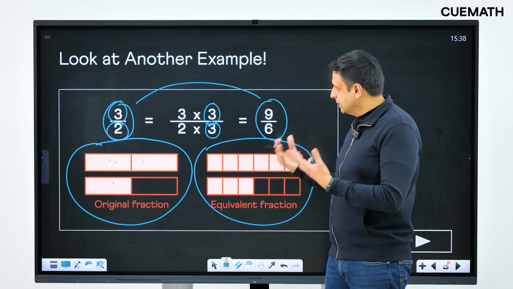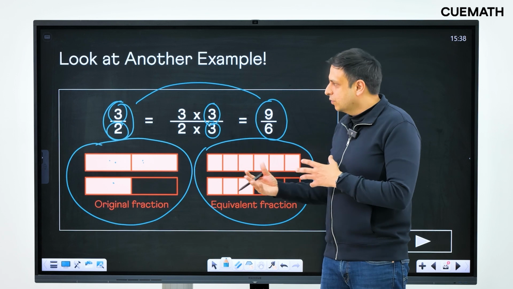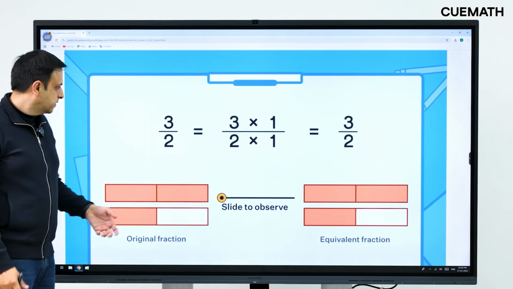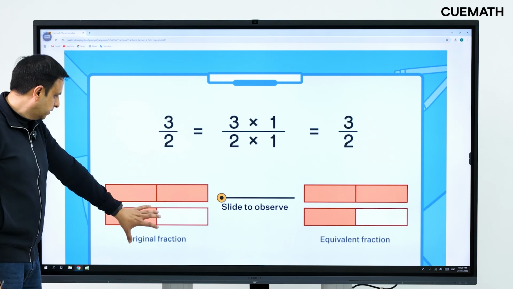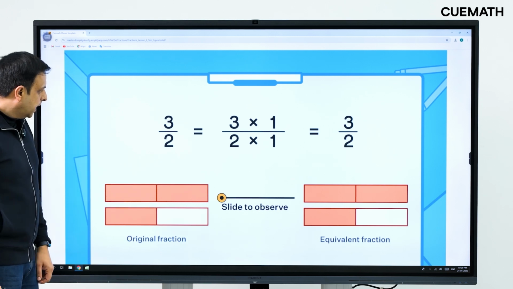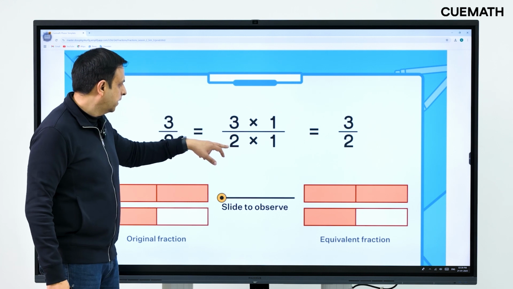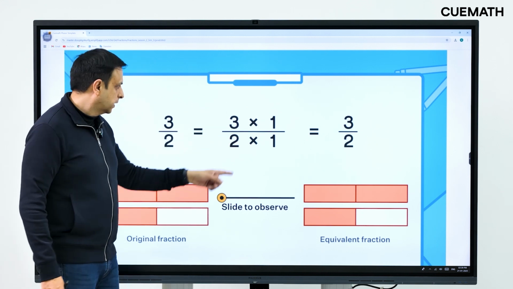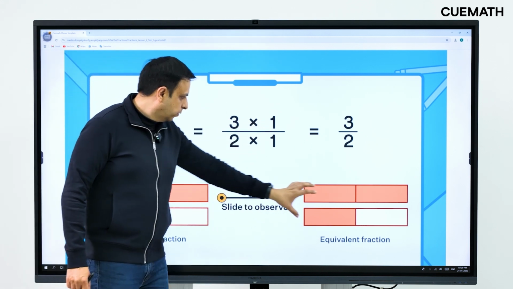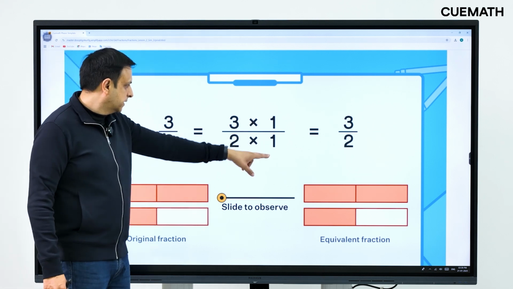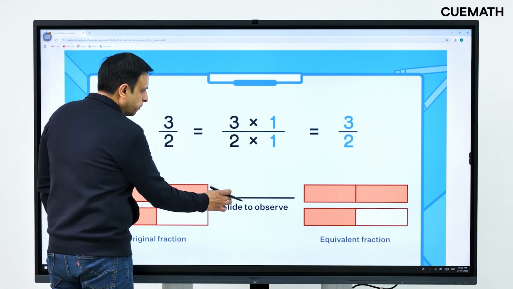Let me once again help you visualize this concept for improper fractions through a simulation. Okay, so here's my simulation with this original fraction 3 over 2. And here I will get my equivalent fraction when I multiply the numerator and denominator by the same number. Right now that number is 1, so my equivalent fraction is still the same as the original one, but now I will start increasing this number. So let's move it to 2.